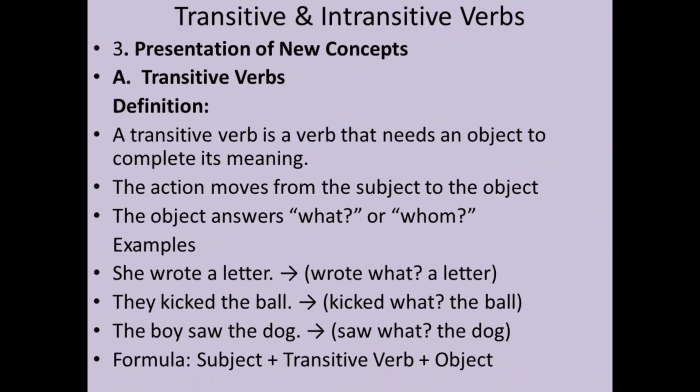Then, what is a transitive verb? When we look at the definition, a transitive verb is a verb that needs an object to complete its meaning. This is what we have discussed previously. The action moves from the subject to the object, which means the subject is the doer of the action and the object is the receiver of the action.